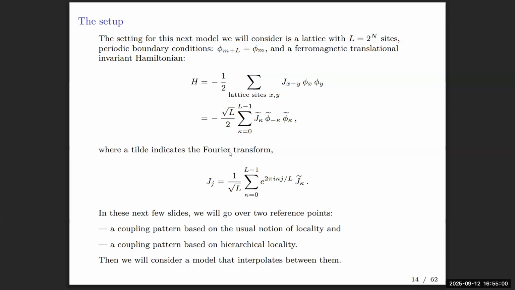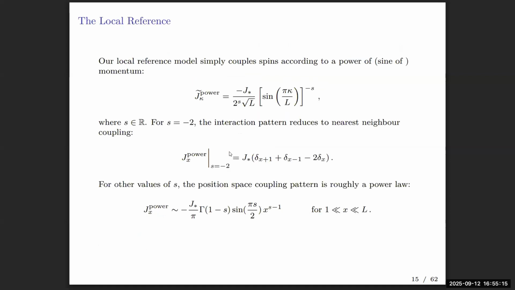I'm now going to present two reference points, because I'm saying it's interpolating between the two kinds of orders. I'll first define the two models that clearly by definition have that order, and then finally we'll show some plots that compare the interpolating model to our reference points. So the local reference point is just sine to a power.